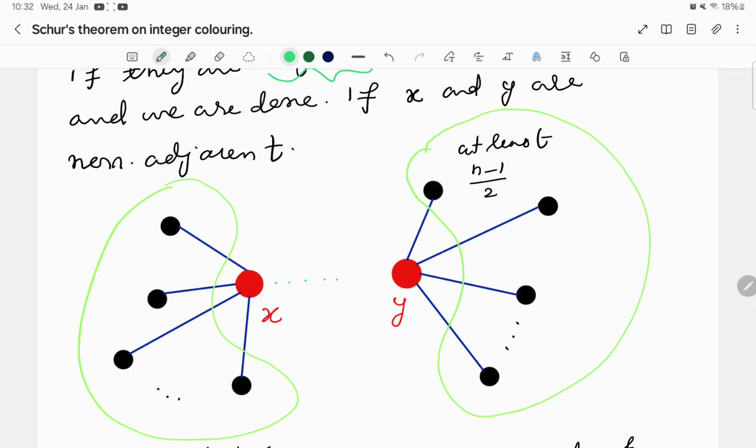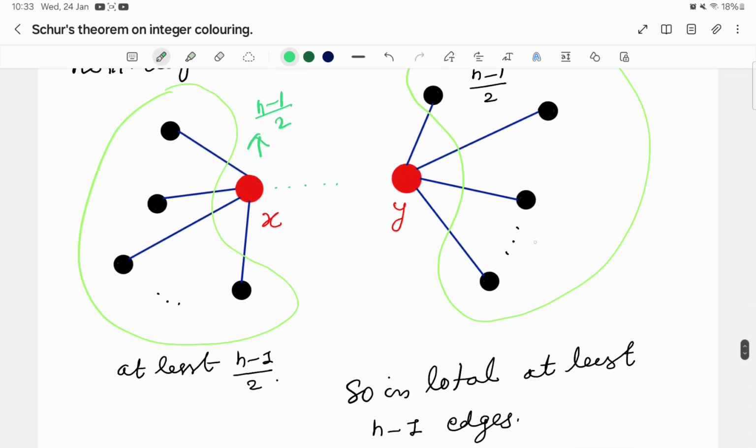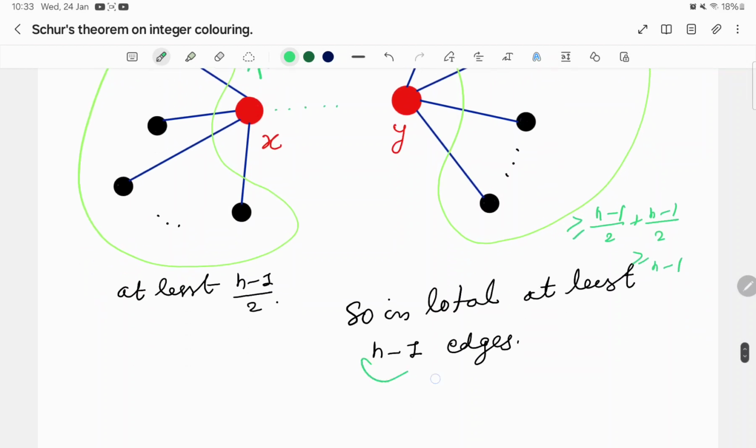So this is x and y non-adjacent, and you know that for every vertex at least n minus 1 by 2 edges are there, right? So x has at least n minus 1 by 2 edges, and y has at least n minus 1 by 2 edges. So totally how many edges are present now? You have n minus 1 by 2 plus n minus 1 by 2, which means at least n minus 1 edges are present in total, just looking at x and y, right?